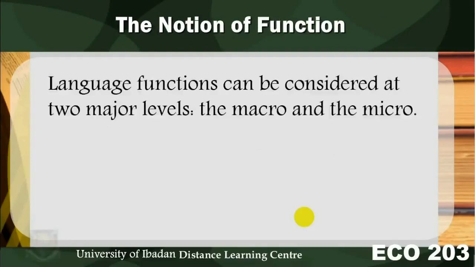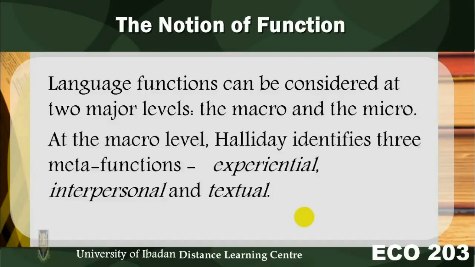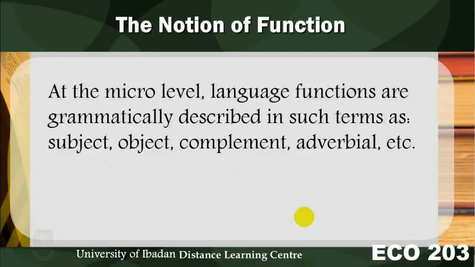The notion of function. Language functions can be considered at two major levels, the macro and the micro. At the macro level, Halliday identifies three meta-functions: experiential, interpersonal, and textual. At the micro level, language functions are grammatically described in such terms as subject, object, complement, adverbial, etc.